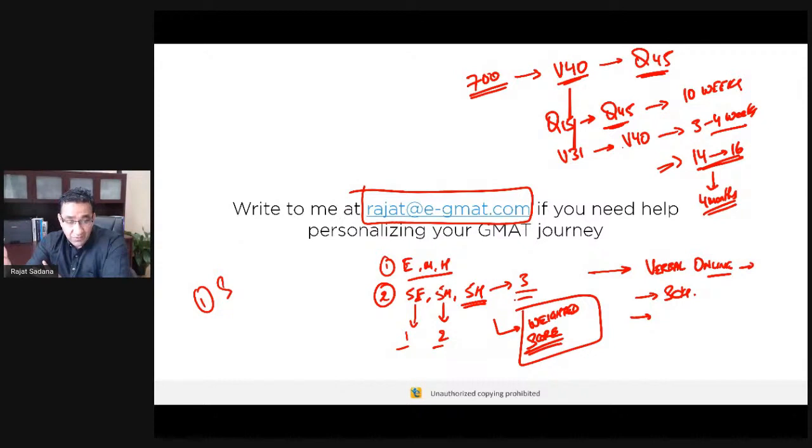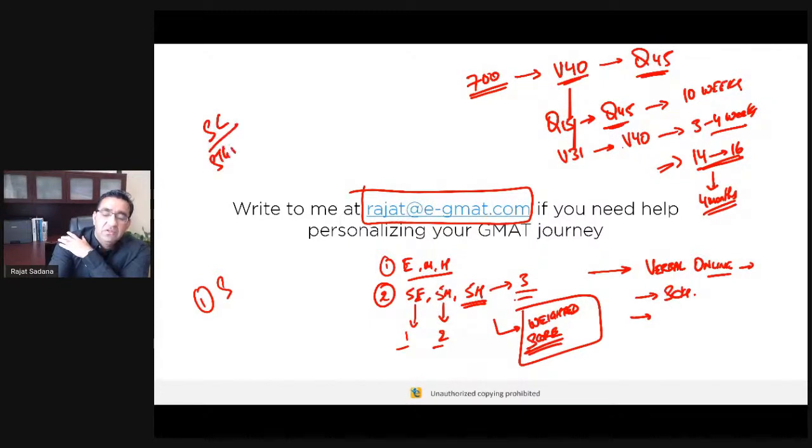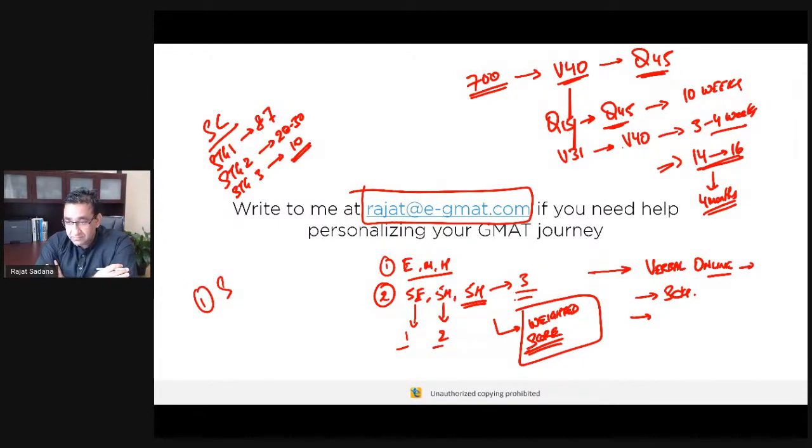Yes, you get 87 points of feedback in stage 1 in SC. Just to really tell you about feedback, just in SC in stage 1, you get 87 points of feedback. In stage 2, you get 20 to 30. And in stage 3, about 10 points. Okay, so this is just in SC. The same thing happens in CR and RC and number properties and arithmetic and algebra and word problems and so on and so forth.